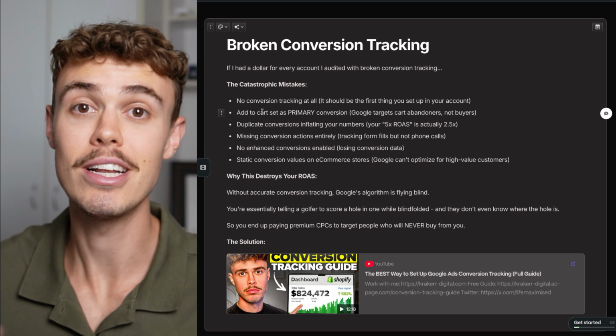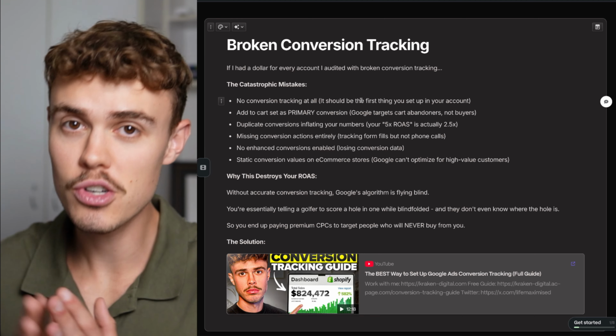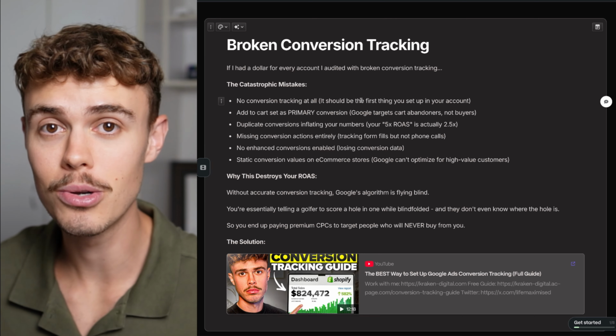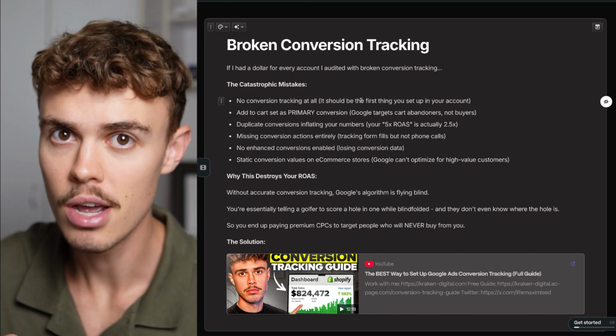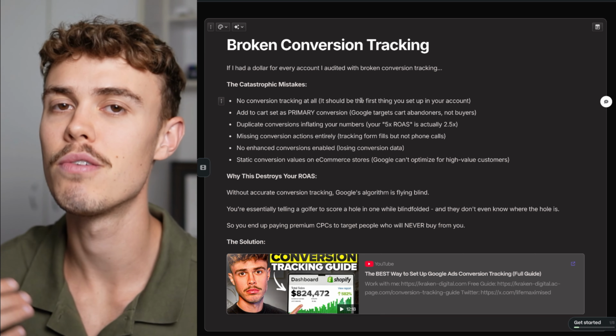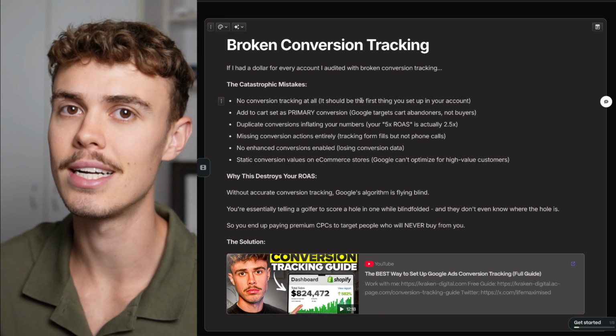First of all, they just don't have any tracking at all, right? So this should be the first thing you set up in your account. When you start a Google Ads account, the first step should be setting a solid tracking foundation. You cannot run any campaigns if you are not tracking your results and you're not feeding that data back to Google.